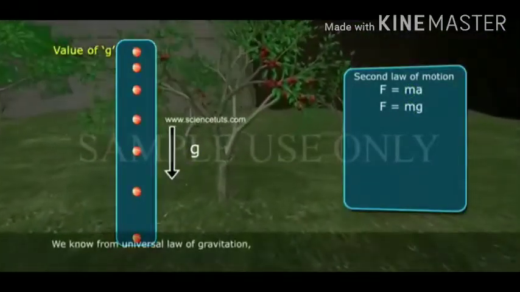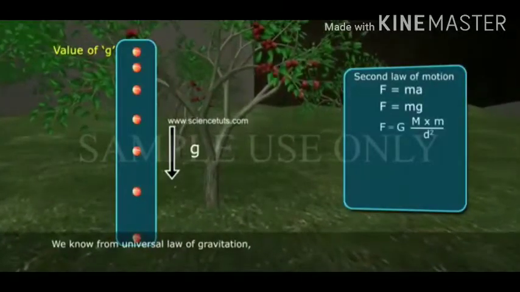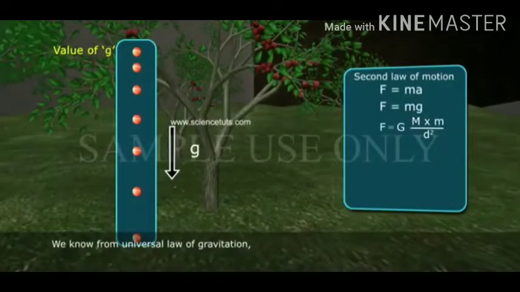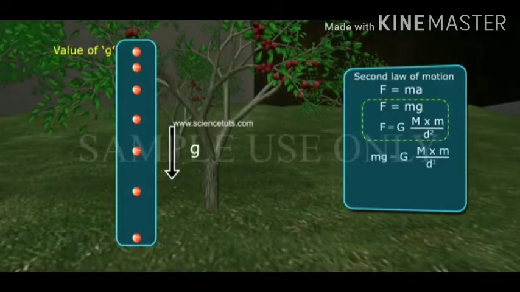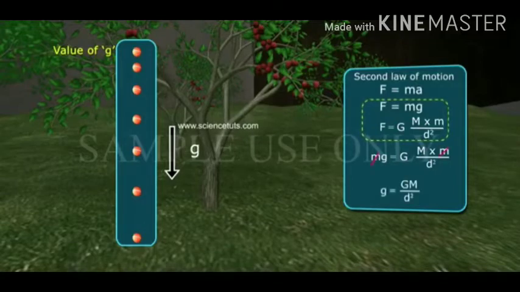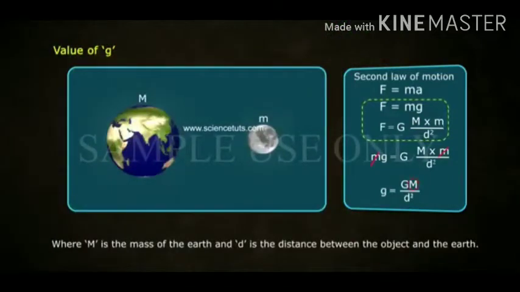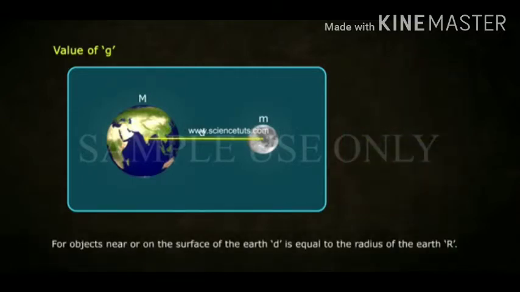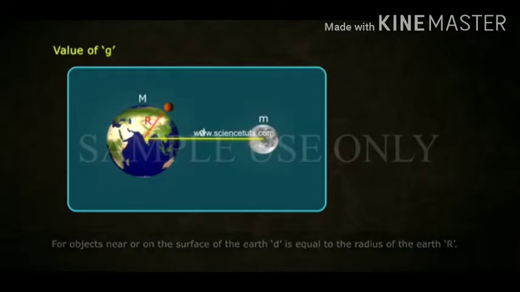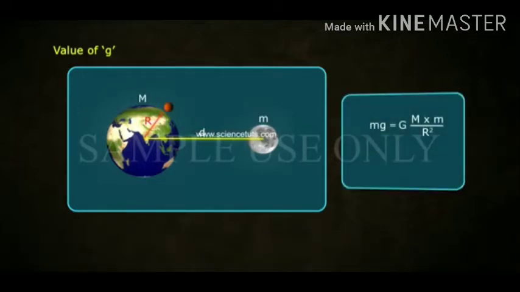We know from universal law of gravitation, F is equal to G into M m by d square. mg is equal to G M m by d square. g is equal to GM by d square, where M is the mass of the earth and d is the distance between the object and the earth. For objects near or on the surface of the earth, d is equal to the radius of the earth r. mg is equal to GM into m by r square, or g is equal to GM by r square.